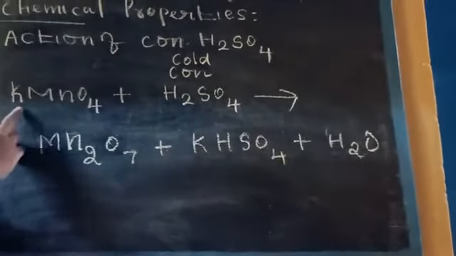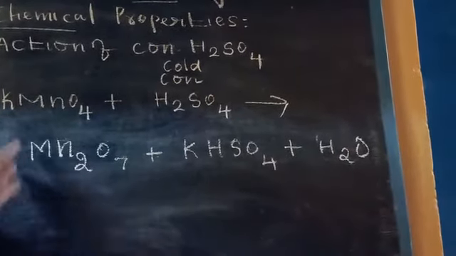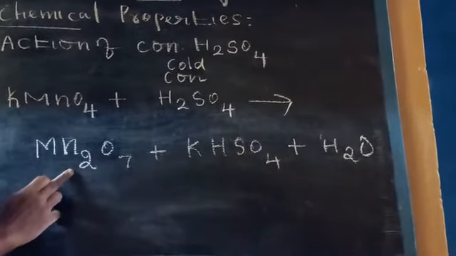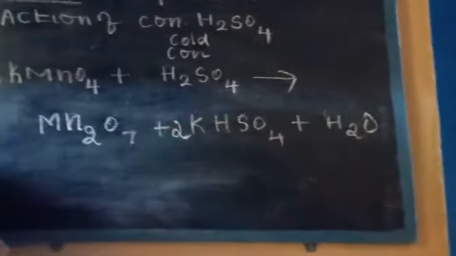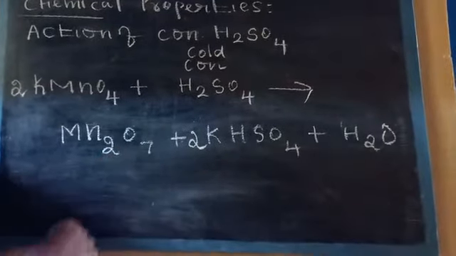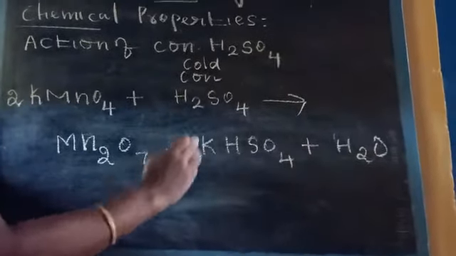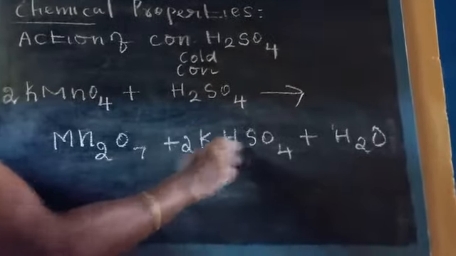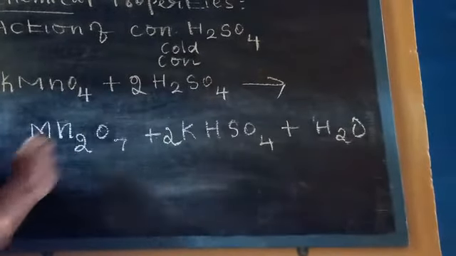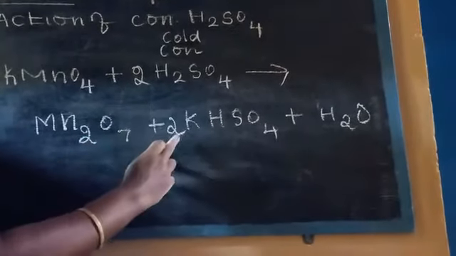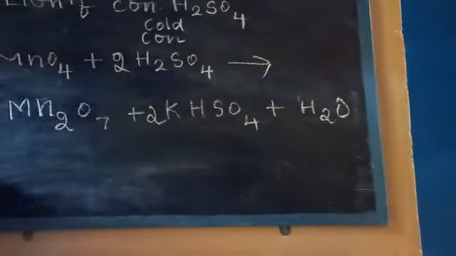So here KMnO4, H2SO4, KHSO4. Now Mn is 1 here and Mn2 there, so multiply by 2. Potassium is 2. Next SO4, here 2. Now what about the hydrogen? 2 2s are 4, so 2 plus 2. Now check all the elements.